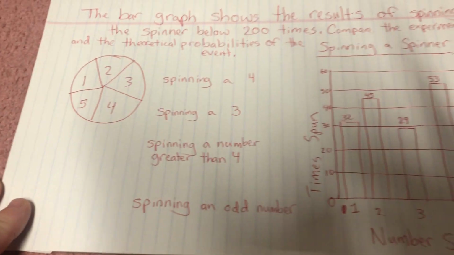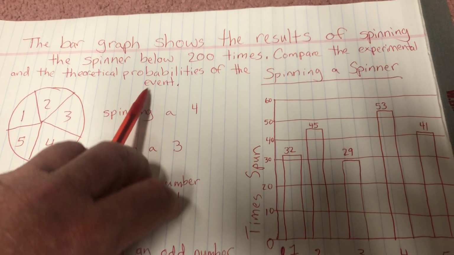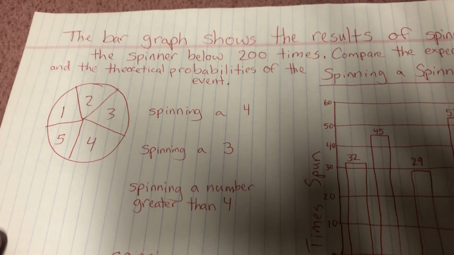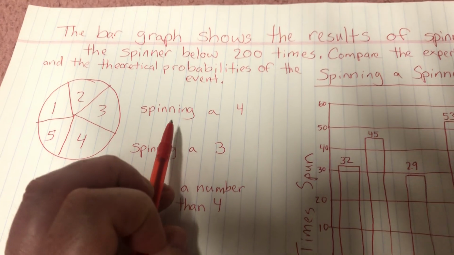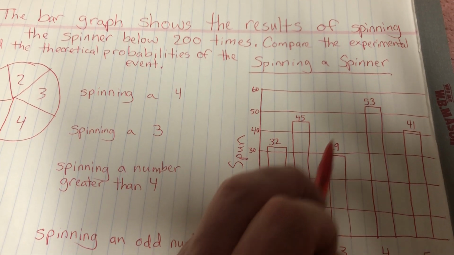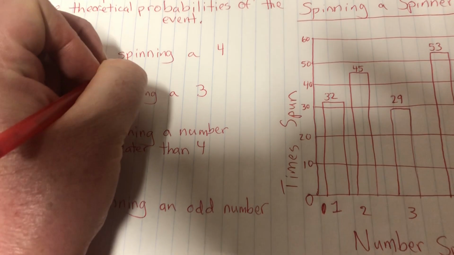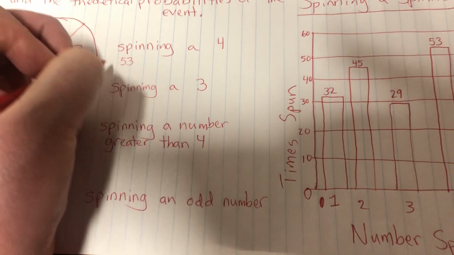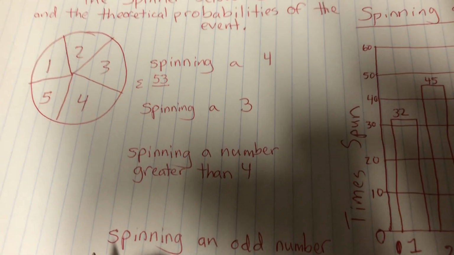So we want to know the experimental and the theoretical probabilities. Well, first of all, spinning a 4. Well, the total number of times an event occurs. So let's start with experimental probability. We spun the 4 53 times. So 53 is going to be our top number for experimental probability. We'll just put an E right next to that for experimental.